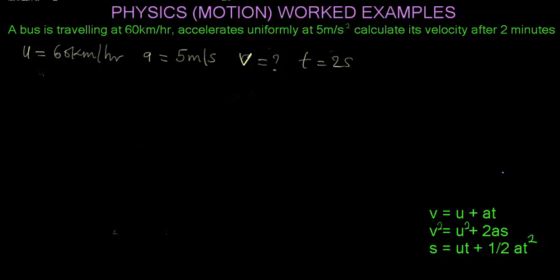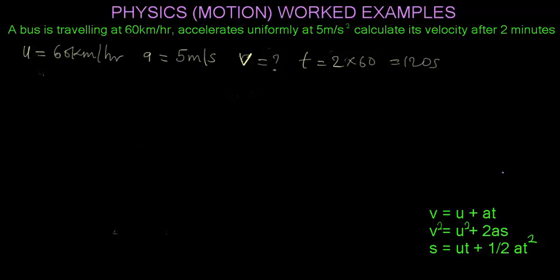And so if it is 2 minutes, we need to just multiply by 60 seconds, so that will give us what? 120 seconds. So we only have the velocity that we need to change to meter per second. So we have 60 kilometer per hour to meter per second.